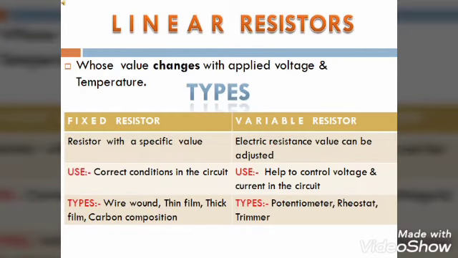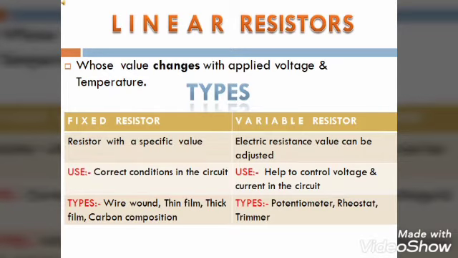Those resistors whose value can be changed with the applied voltage and temperature are your linear resistors. There are two types, fixed and variable. Fixed means the resistor has a specific, particular value, and they are used to correct the conditions in the circuit. That means if the connections in the circuit are wrong, then fixed resistors are applied, so they just correct the conditions in the circuit.